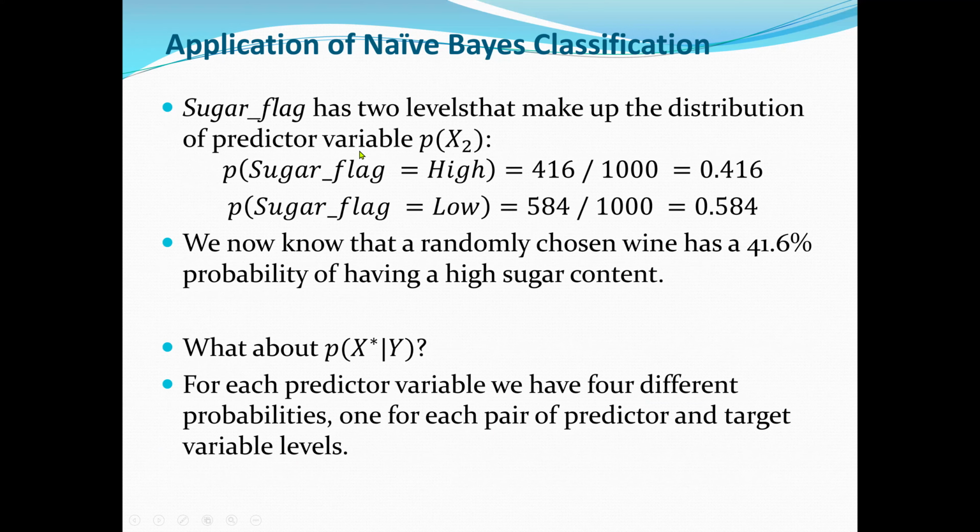So sugar flag again has two levels that make up the distribution of predictor variable P at X2. So we say the probability of sugar flag is high is 416 by 1,000. If it's low, it's 584 by 1,000. Again, these 416 and 584 are given to us in the data set.